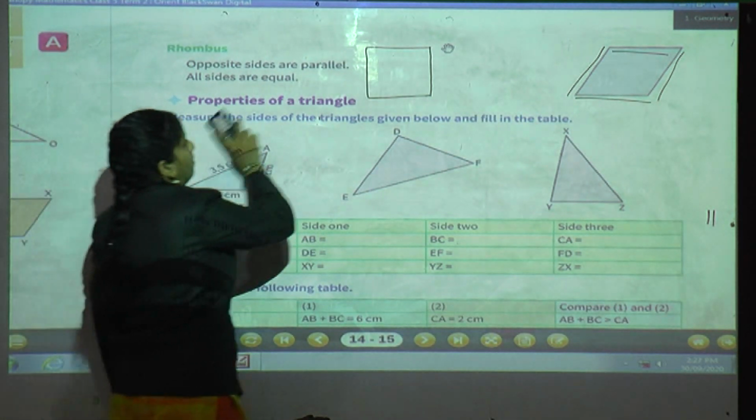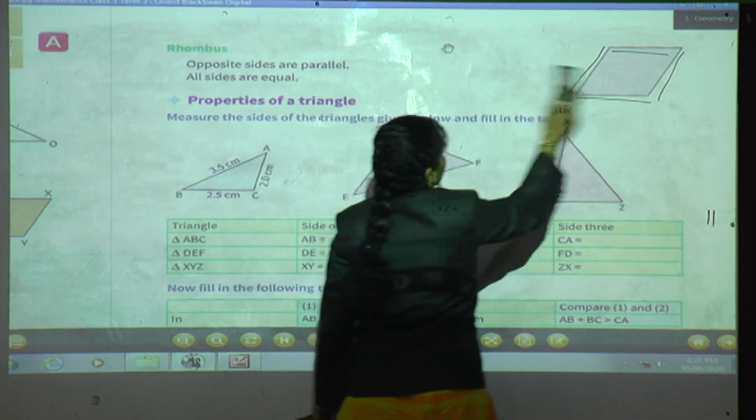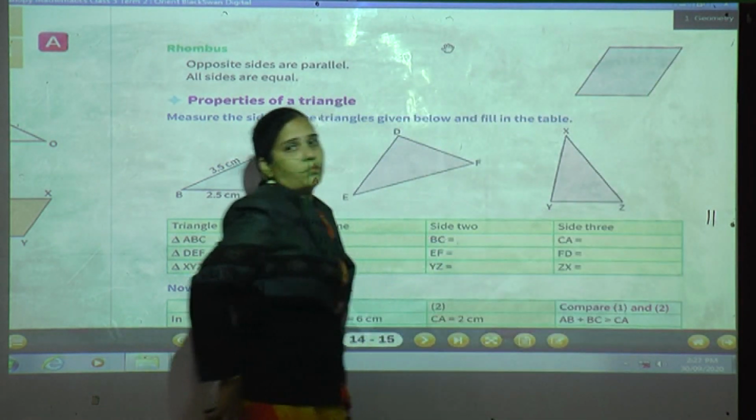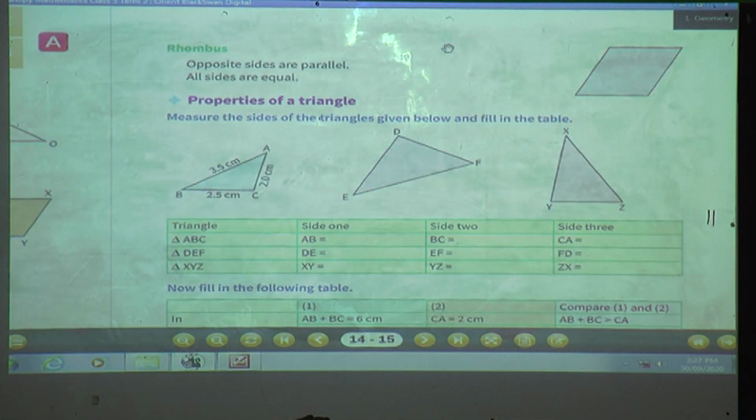Now we will see properties of a triangle.